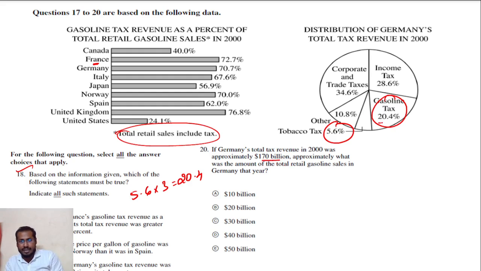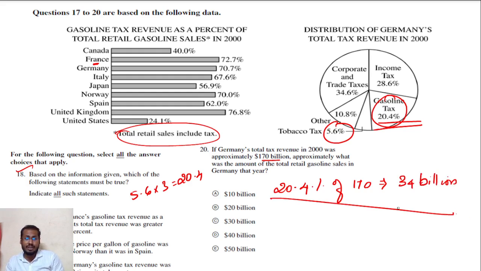Okay, so what is the total tax revenue? Actually, the total tax revenue was 20.4%. So I take 20.4% of 170 billion. What is that? It was 34 billion, right? So first I need to calculate this, and next look at this.